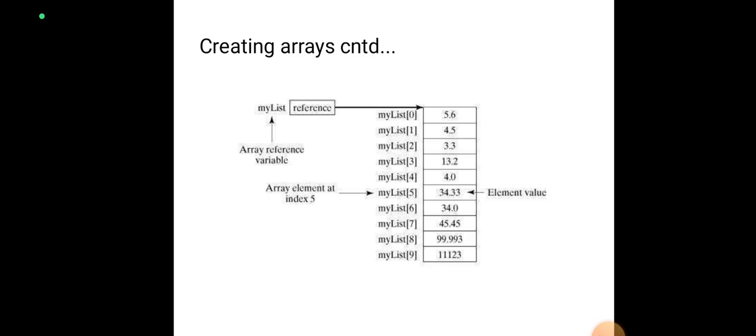Creating arrays. This is the pictorial representation of an array. So here you see, first we are declaring the 10 variables, and the variables have values. All the values are stored inside the memory locations. So myList is the array name, and the array variable is myList, which is a reference. There are 10 elements. The memory space allocated is from 0 to 9. So at the array element index 5, the value is 34.33. At the array index 9, 11123 is the value. Likewise, the array index varies from 0 to 9.